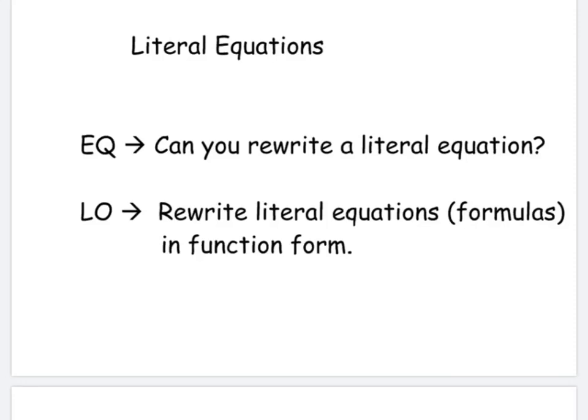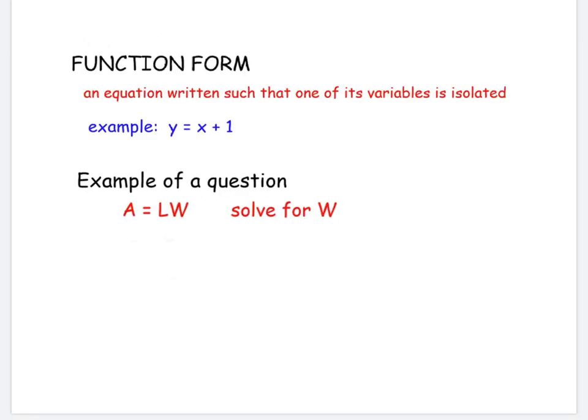This lesson is going to look at literal equations, or equations with more than one variable. So this has the definition of function form, which we'll come back to later, but it does say a function form is an equation written so that one of its variables is isolated. So for example, y equals x plus 1, because the y is isolated, so one of the variables is by itself, or isolated.